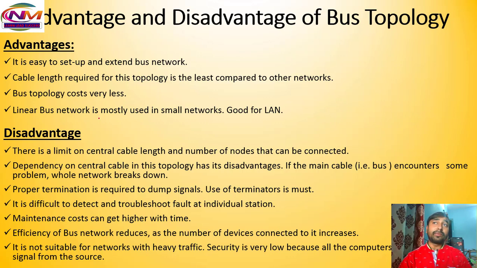Suppose that machine number 1 is creating some kind of trouble. With one machine creating trouble, it is very difficult to detect where the error or problem is coming from, and as a result troubleshooting will take too much time. Now, maintenance cost can get higher with time.